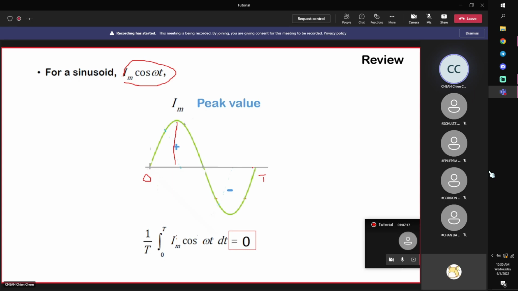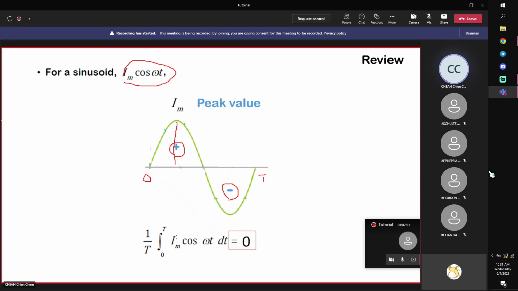Okay, this has a problem if you want to calculate the average values of this AC current, because if you integrate it with respect to one cycle and divide by one period, you get 0, because integration is the area under the curve. Here you have a positive area and a negative area, so when you add them up, it becomes 0. This is very misleading because there's certainly an effective current, which is not 0. There's certainly an average current, which is not 0.